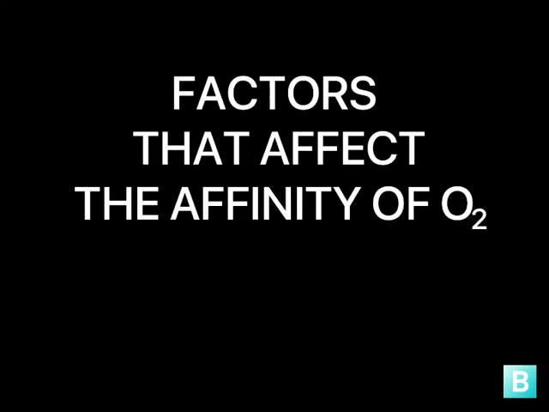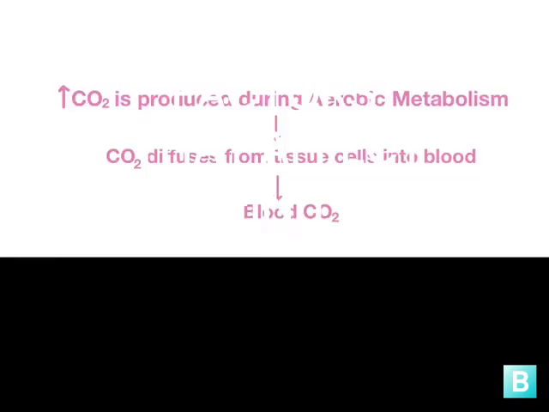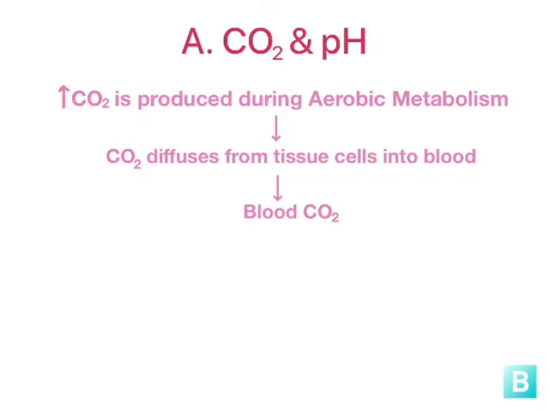Now, what are the factors that can affect the affinity of hemoglobin to oxygen? First, let's look at carbon dioxide and pH. During aerobic metabolism, like exercise, CO2 is produced in the tissues, which diffuses into the blood during gaseous exchange. This leads to an increase in the blood CO2 levels.